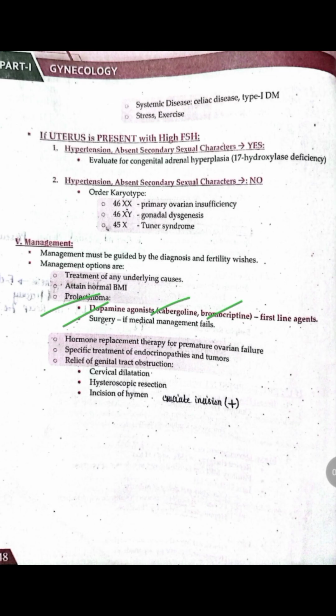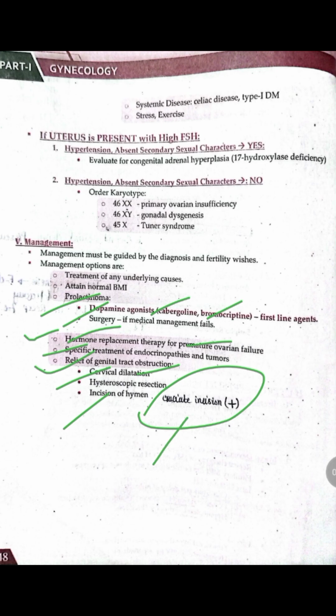In case of hormonal deficiency that occurs in premature ovarian failure, we give the patient hormone replacement therapy, and we also treat the specific endocrine disorders. And if there is a genital tract obstruction, in case of cervical stenosis, we do cervical dilation, and we also do hysteroscopic resection. In cases of imperforate hymen, we make an incision in the hymen, and the incision given is the cruciate incision. A cruciate incision is a cross or plus type of incision given in case of imperforate hymen. So that was all about the detailed management of amenorrhea.